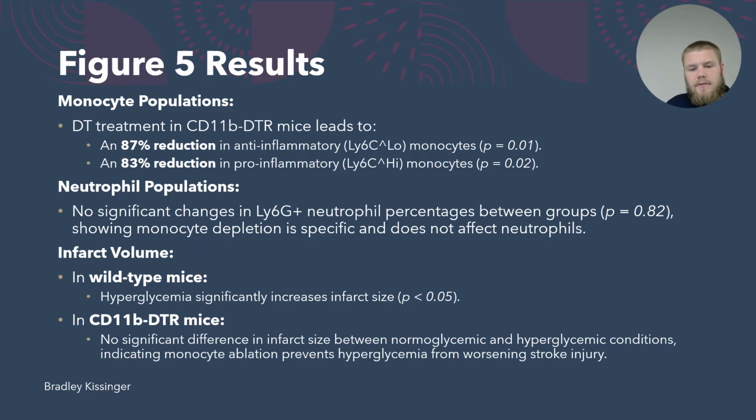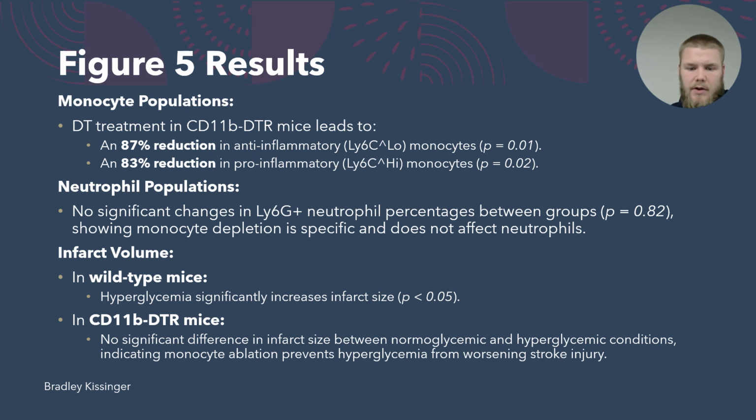So now looking at those figure 5 results, we're actually going to see that the DT treatment in the CD11B DTR mice significantly reduces both the LY6C low and the LY6C high monocytes by over 80% each. We're looking at 87 for the low and 83 for the high. I mean, they're both significant. That's what we're looking for. The neutrophil populations, there were no changes in the neutrophil percentages between monocyte depletion in both of them. They were exactly the same. That was the graph I showed you before.